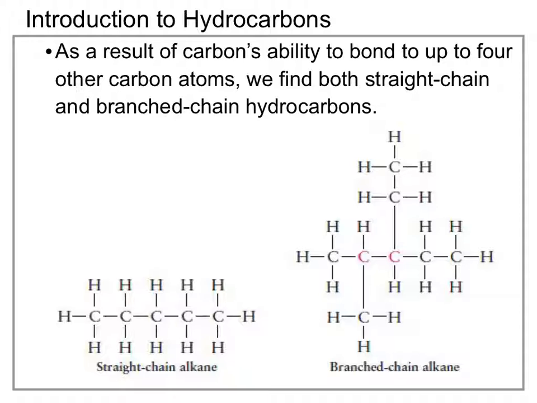As a result of carbon's ability to bond up to 4 other carbon atoms, we can find both what we call straight chain alkanes, in which the carbons are all connected in one unbroken line, with hydrogens along the outsides in order to form the octets, or we can have what we call a branched-chain alkane, in which we still have a main chain in the middle. However, we have other smaller carbon chains branching off from that main chain. Those are referred to as branched-chain hydrocarbons.